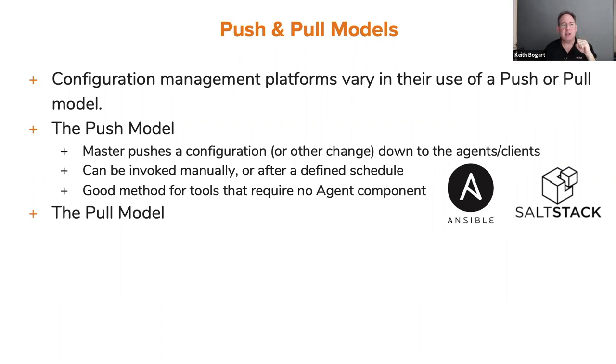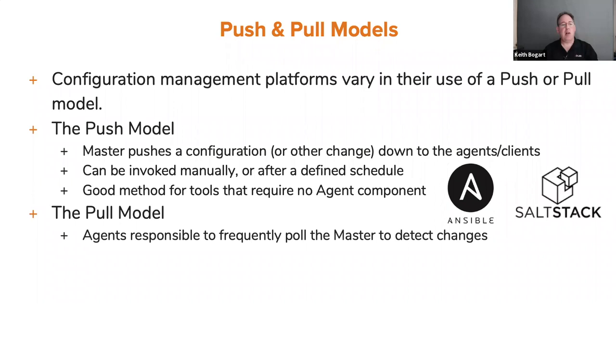So you configure that on the master, and then the agent periodically will reach out to the master. So the agent's what's sitting on your router or switch and says, hey, you got anything new for me? What am I supposed to look like? And if it sees a discrepancy, it will pull from the master whatever those changes are.